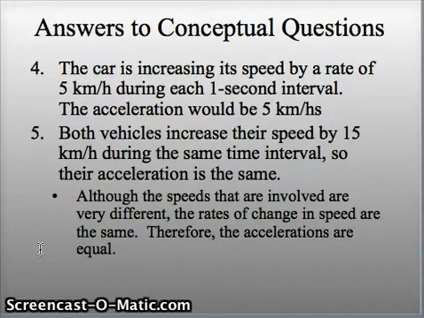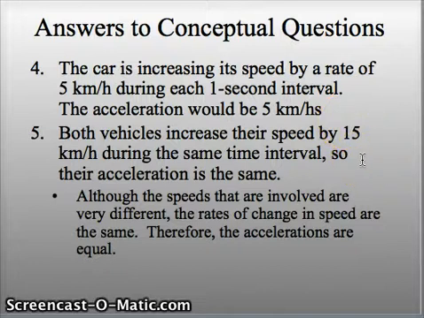So now, with regards to number 4, the answer is the car will increase its speed by a rate of 5 kilometers per hour each second. So the acceleration will be 5 kilometers per hour per second. Again, pay attention to the units. That's how you will write it.